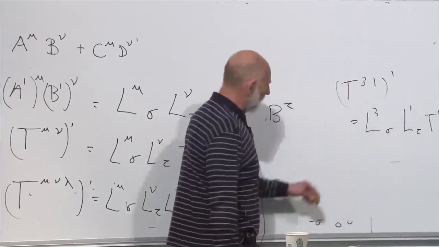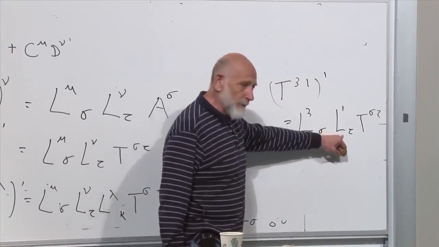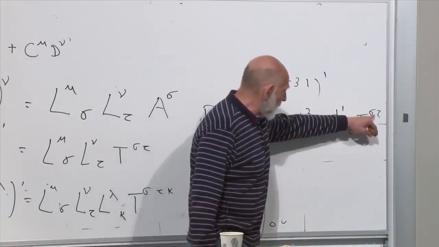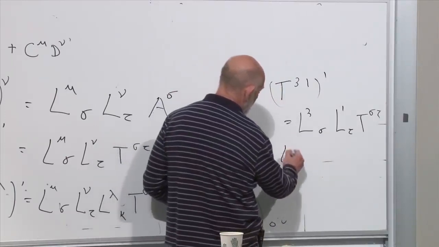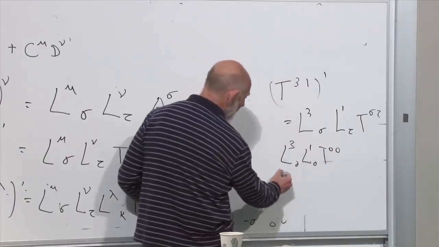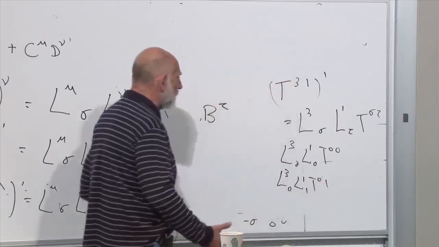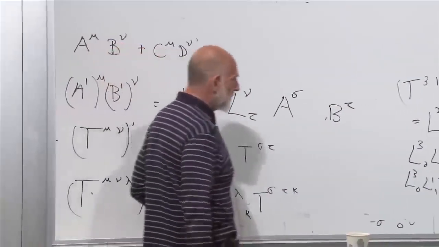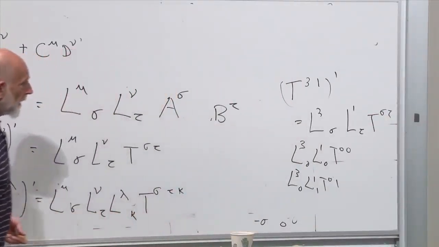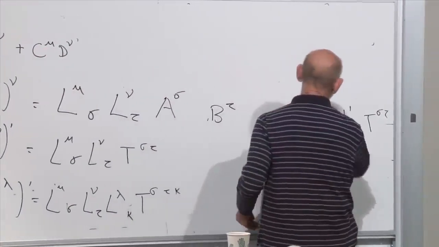And now you start going through it. Sigma could be 0, tau could be 0. There's 16 possibilities. 0, 0, you mate that with T 0 0. So one term would be L 3 0, L 1 0, T 0 0. Then there would be another term, L 3 0, L 1 1, T 0 1, and so forth and so on. There would be 16 such terms, one for each index here and each index here, and you add them up. All right, so that's the idea of the transformation property of a tensor.